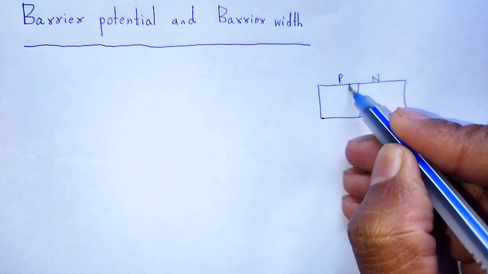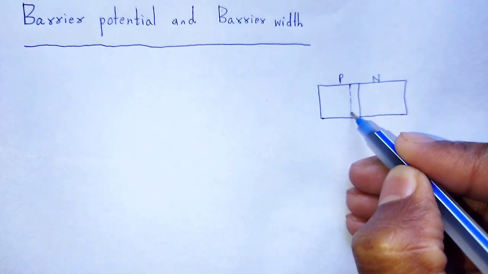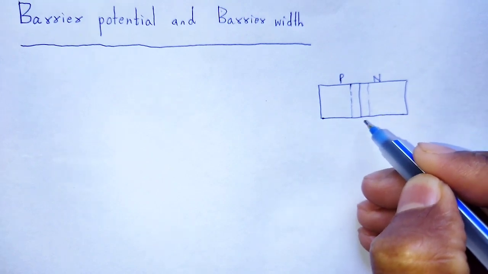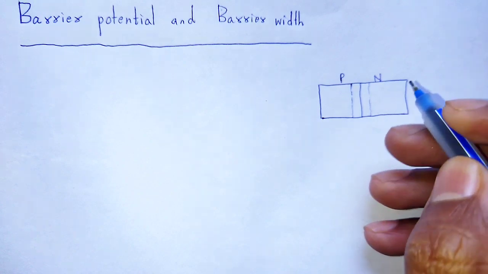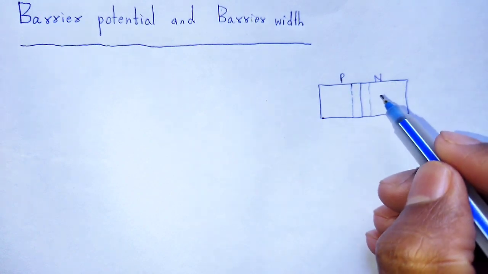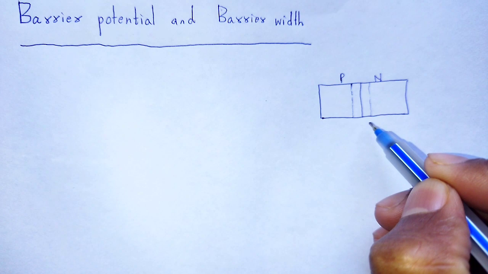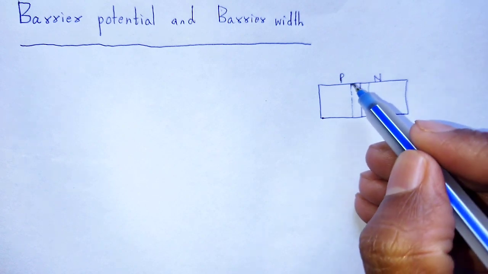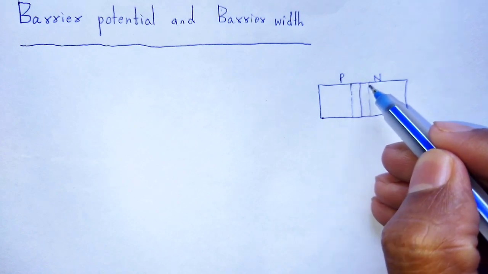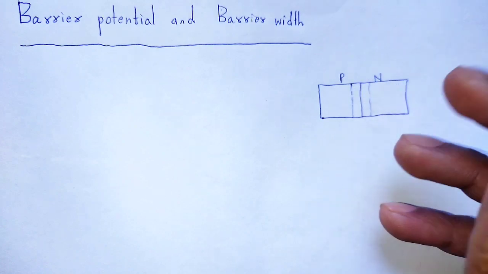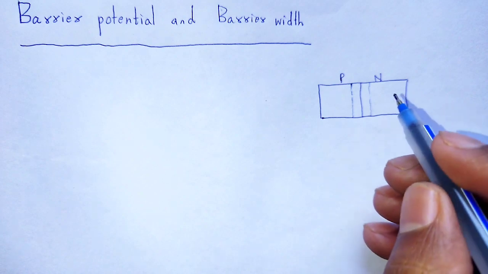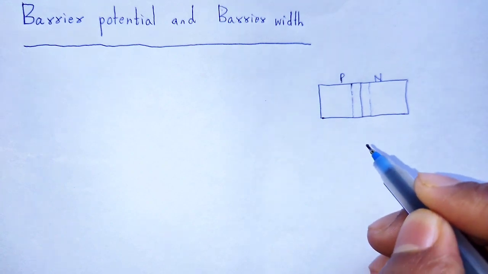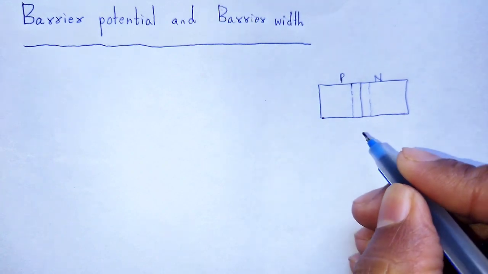In the PN junction, that is the depletion region, which is also called the barrier width. The potential developed across the barrier is known as the barrier potential. Let us take it from the graph.